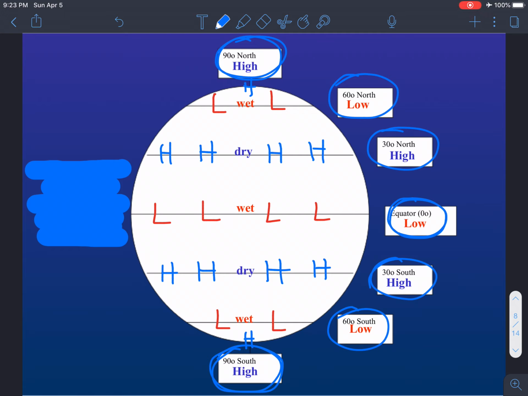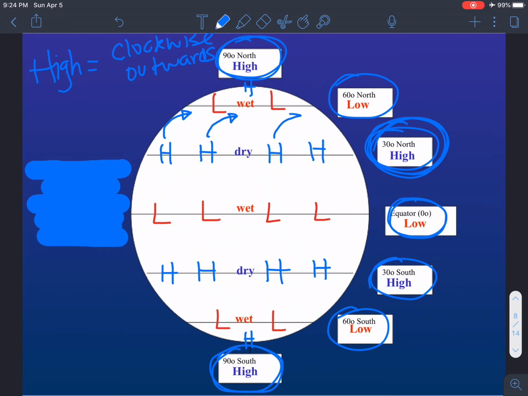Okay, so we're going to start with the 30 degrees north latitude. And what we're going to do is draw our arrows moving away from the high pressure areas. So if you recall, high pressure equals clockwise and outwards. So that's what I'm going to do, and that's in the northern hemisphere. So I'm going to draw my H's. They're going out and clockwise, so they curve to the right. Same thing down here, so they're going to curve as they move away from the area of high pressure.